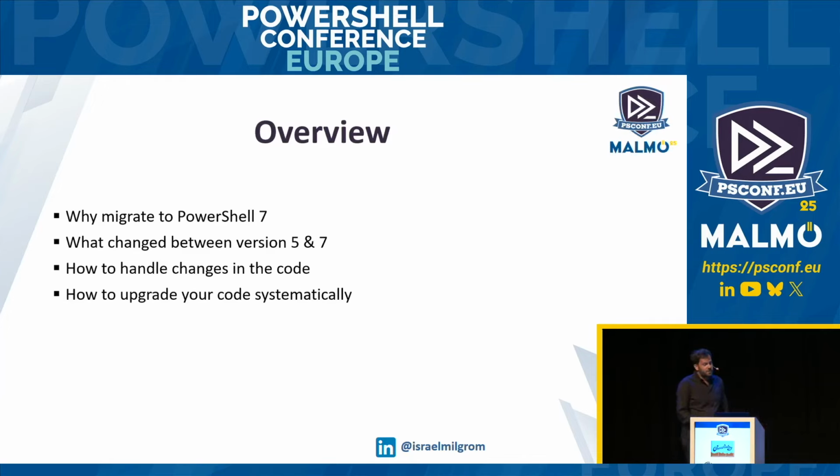So what will I cover in this presentation? The first thing, the thing I'm most excited about, is why you should migrate to PowerShell 7, what kind of features and advantages you gain by that. Then I'll go through, not too deep, obviously not comprehensive, I don't have a lot of time, some particular changes between the versions. And then maybe talk a little bit conceptually about how to handle these changes in the code. And finally, how to approach making the changes systematically across a large code base.